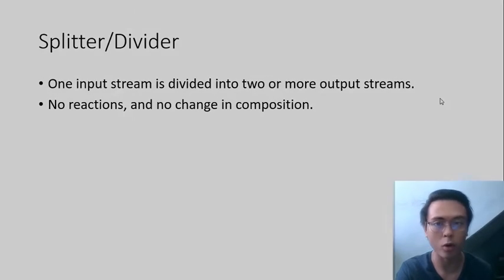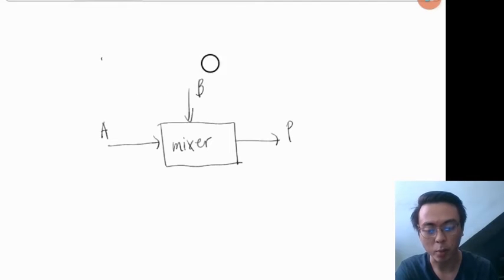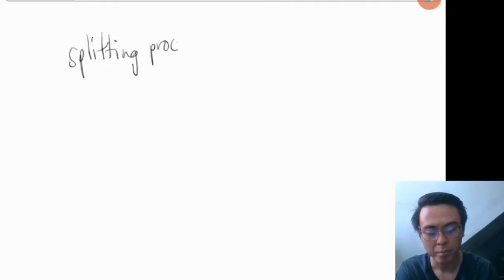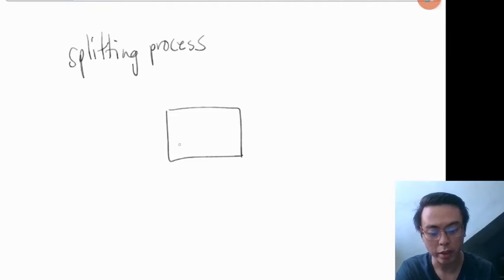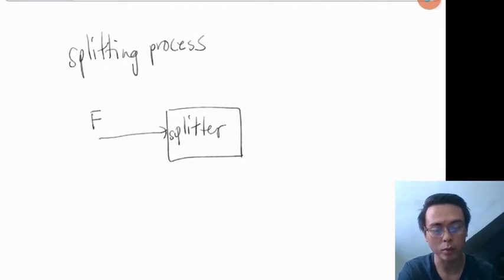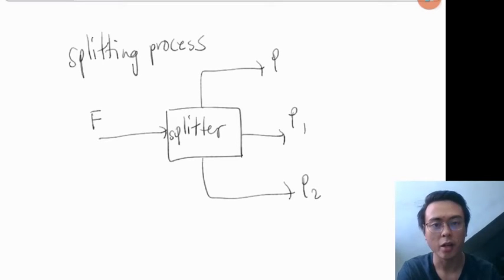So let's try to draw a splitting process. For a splitting process, the name of the unit is a splitter. You have one incoming stream, let's call that the feed, and then you can have more than two output streams. So I can call these P1 and P2 and P3 and so on and so forth. How many output streams does the problem require?